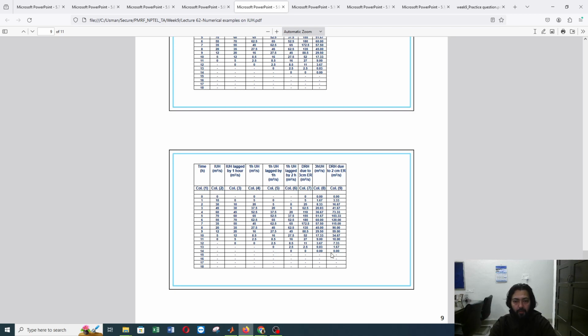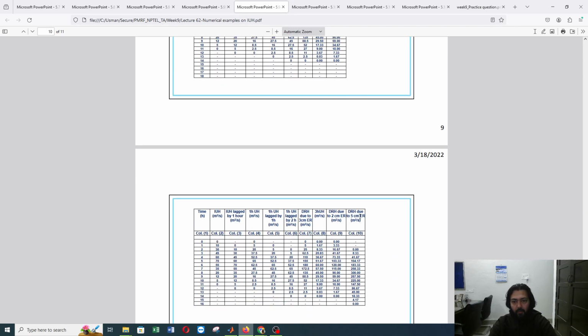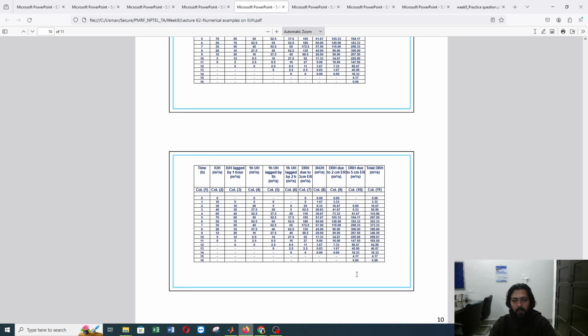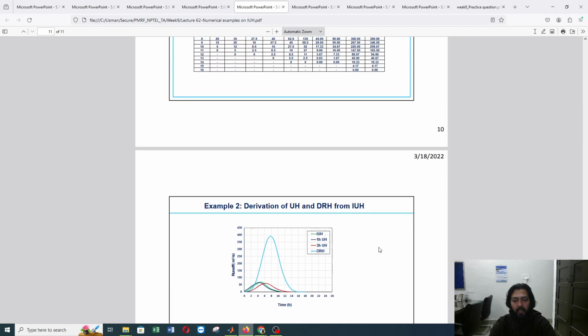centimeter excess rainfall, right? Now we want to calculate the DRH due to 5 centimeter of excess rainfall, but there is a time interval of 2. So we know the value of the unit hydrograph, we are going to multiply it with 5, but there should be a time interval of 2, and that will give us column 10. And if we want to calculate the total DRH, then we sum columns 9 and 10, and it will give us the value of the total DRH.